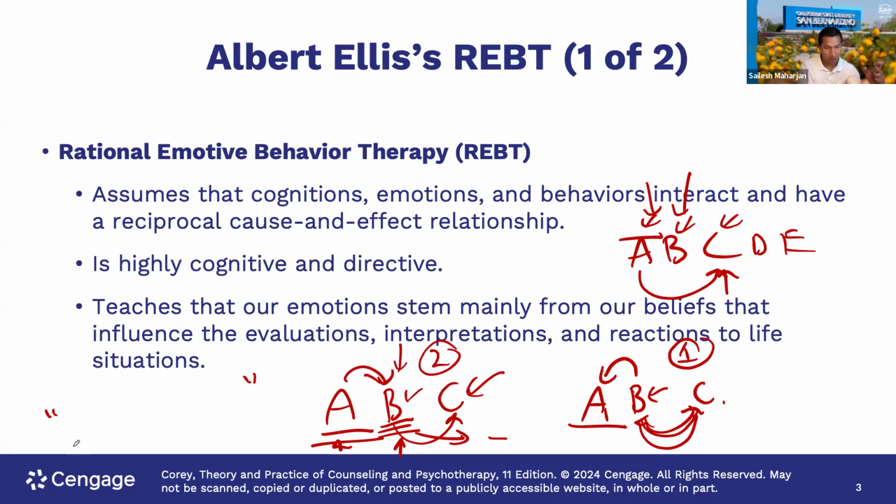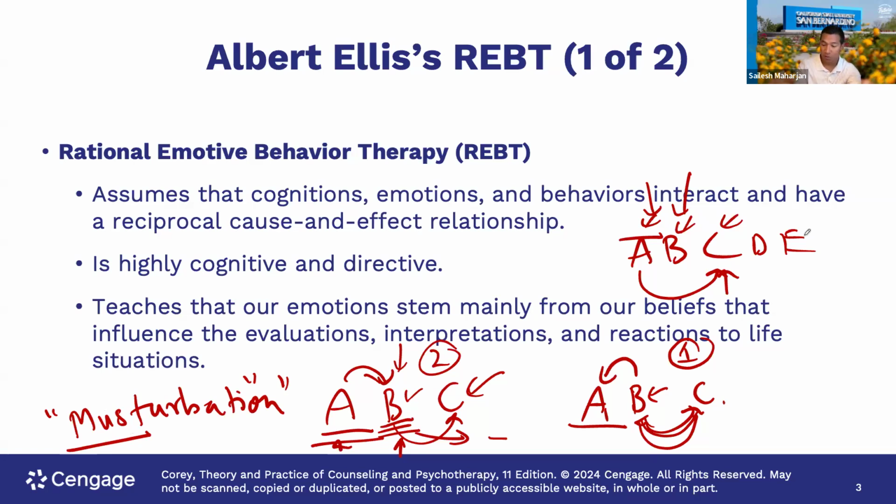Those are very strong rule-bound statements, and Ellis was very clever to come up with terms like musturbation. It's not masturbation, which is different, but musturbation is like there are a lot of must and should statements. Those are rule bound, and those beliefs tend to make people rigid, inflexible.